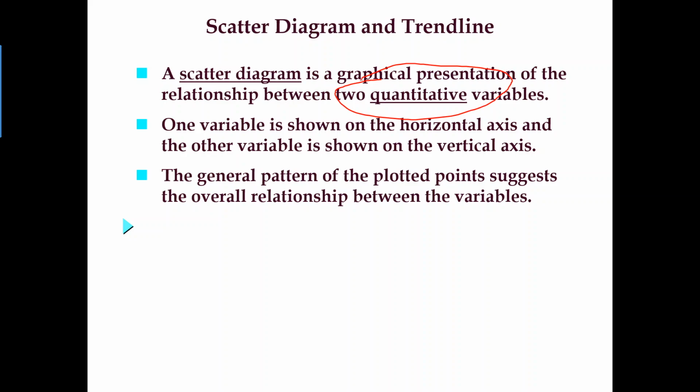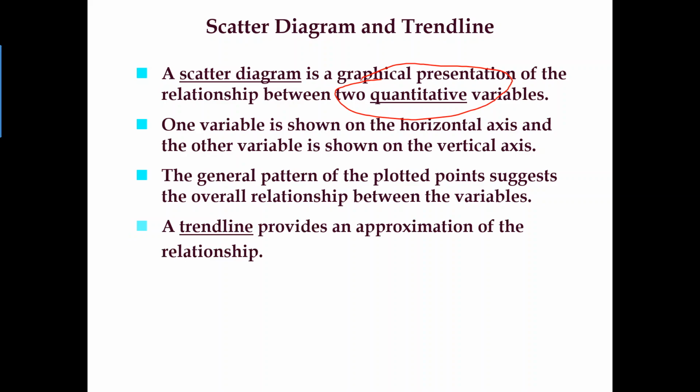If we don't have Excel and you try to manually develop this scatter diagram, one variable is shown on the horizontal axis and the other variable is shown on the vertical axis. The general pattern of the plotted points suggests the overall relationship between the variables, and the trend line provides an approximation of the relationship. In this video, we focus on what the method looks like and how we interpret it. After this video, you will learn how to use Excel to generate this scatter diagram.